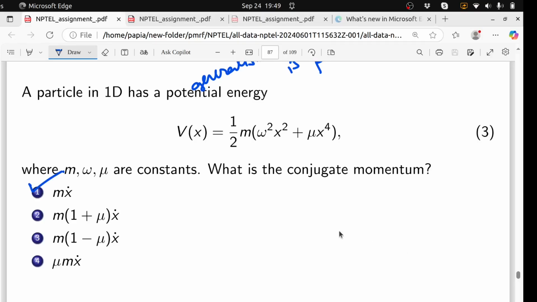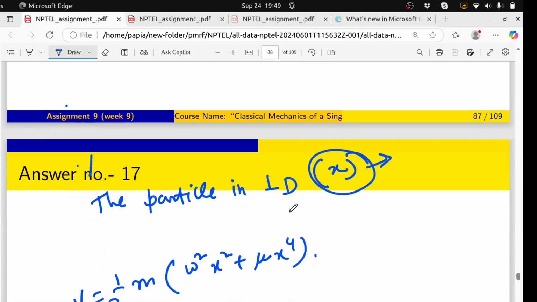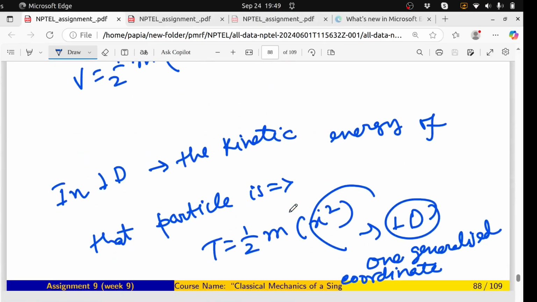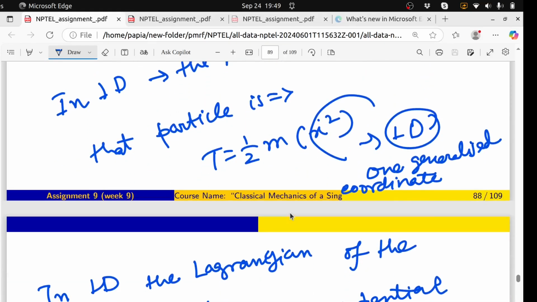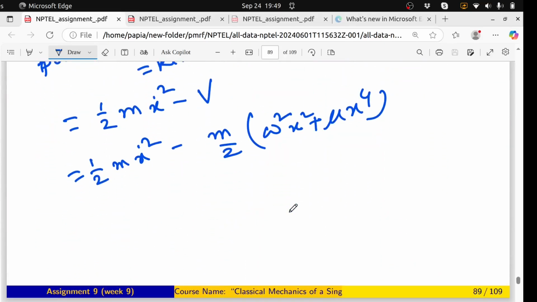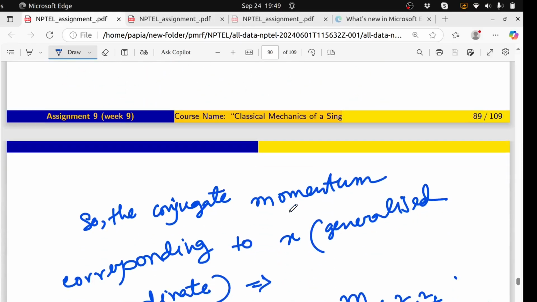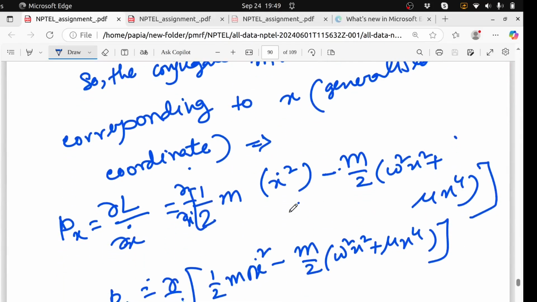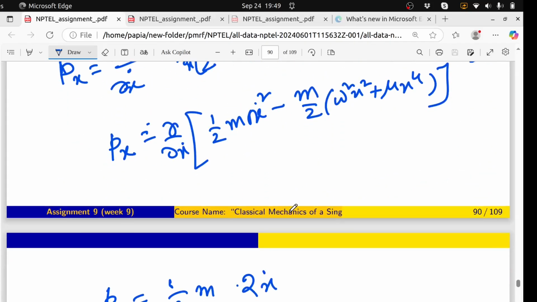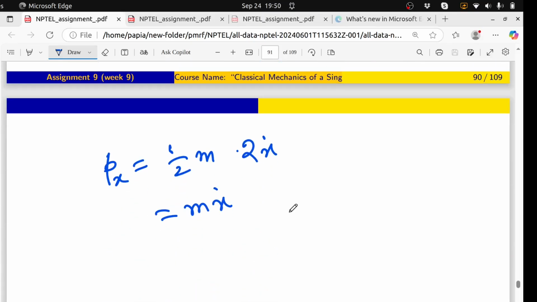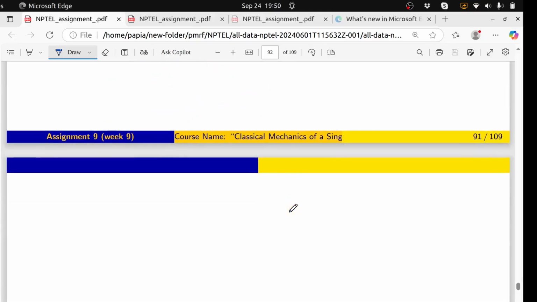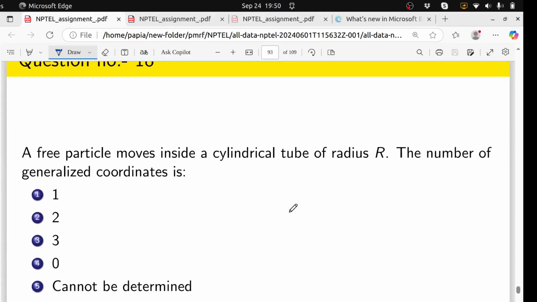So for this case, what we have taken is the potential energy half m omega square x square plus mu x to the power 4, and the kinetic energy was half m x dot square, because the particle is in 1D. So half m x dot square minus V, so half m x dot square minus m by 2 omega square x square plus mu x to the power 4. So the conjugate momentum corresponding to x, which is the generalized coordinate, is del del x dot of L. So it will be m x dot simply.